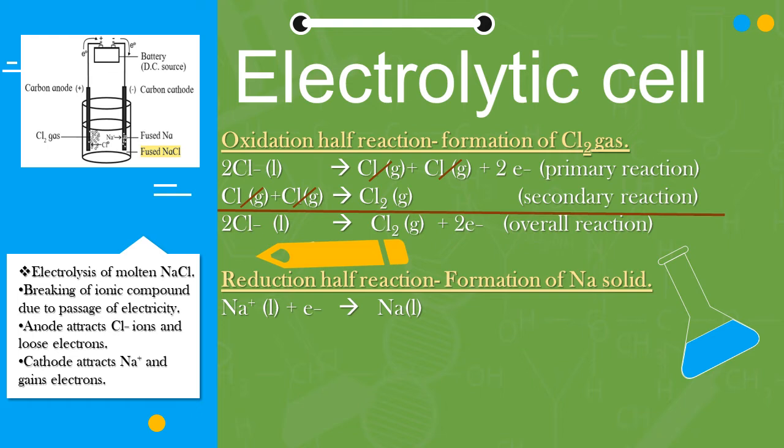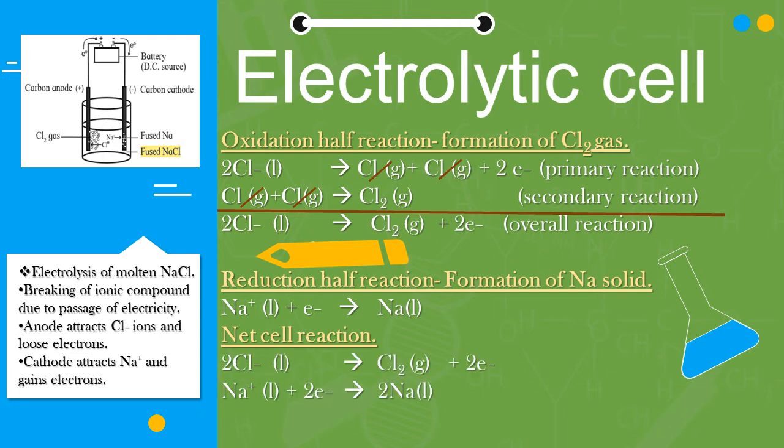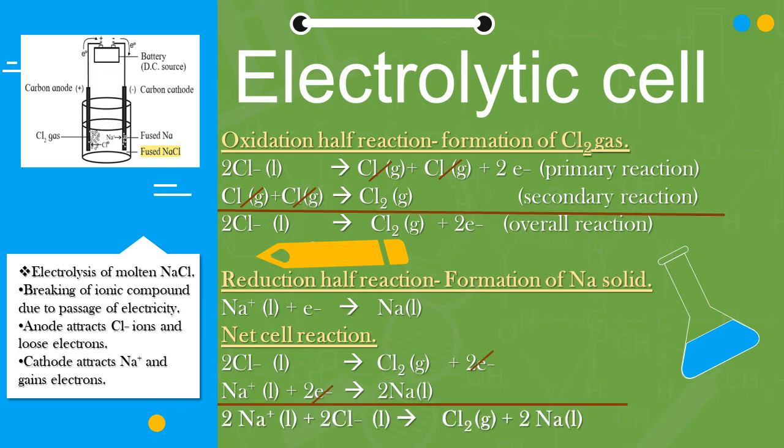For the reduction half reaction, there is formation of solid Na. The electrons which were formed at the anode migrate through the battery and the wire and are taken up by the cathode. That means Na+ ions gain electrons and a reduction reaction takes place. To write the net cell reaction, we will add both the oxidation half reaction and the reduction half reaction together. The 2 electrons get cancelled out, and the overall reaction will be 2Na+ plus 2Cl- giving Cl2 gas plus 2Na.